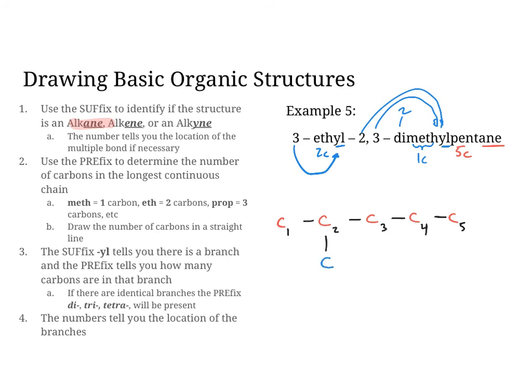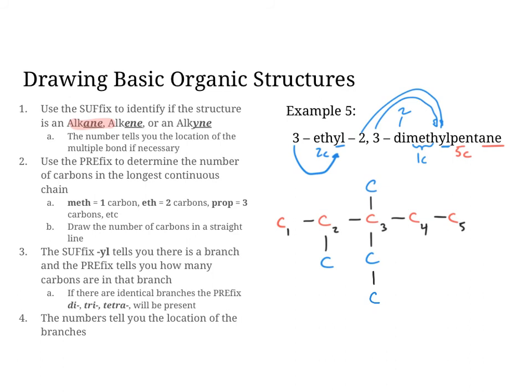And on the 3rd carbon, I'm going to add a 2 carbon, or let me back this up. Let me deal with one thing at a time. On the 3rd carbon, I'm going to add another methyl branch. And now I'm going to deal with my ethyl. And on my 3rd carbon, I'm going to also add an ethyl branch, with 2 carbons on it, like so.